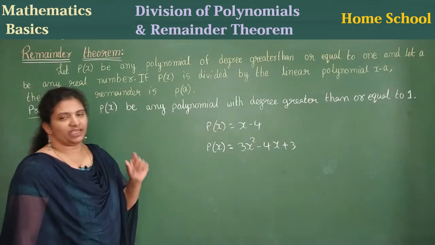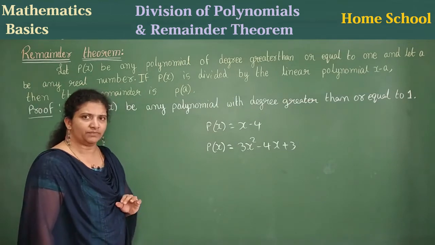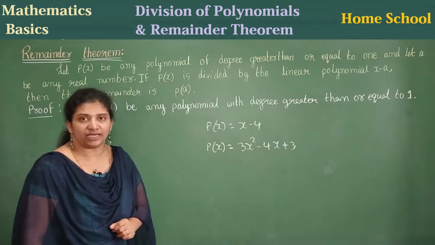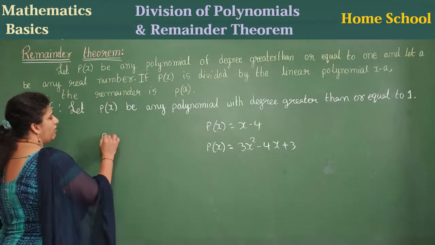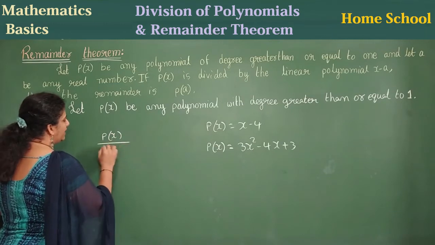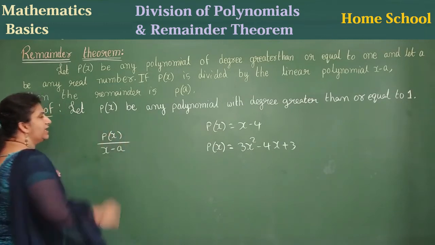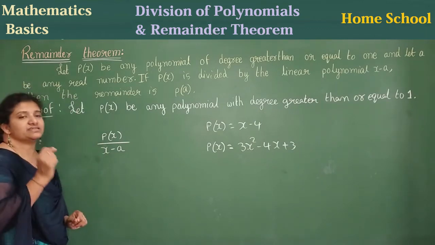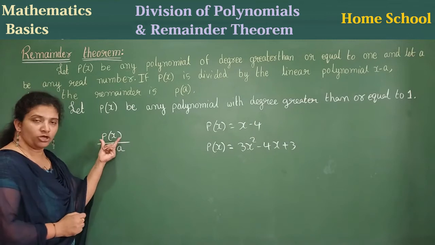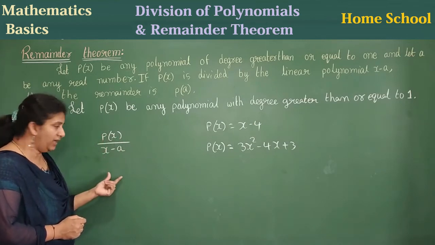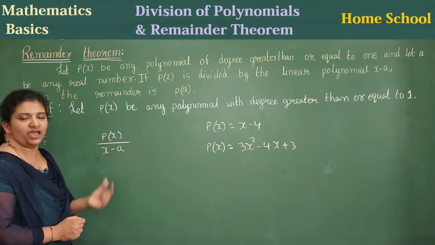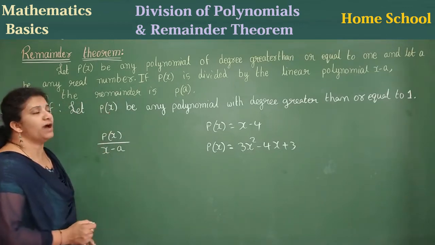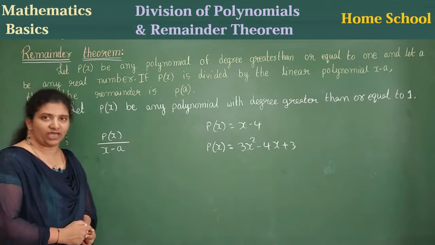A letter. A be any real number. Okay? If p of x is divided by the linear polynomial x minus a. So understand here, a is any real number and polynomial p of x is divided by x minus a. X minus a is also a linear polynomial. Then the remainder is p of a.